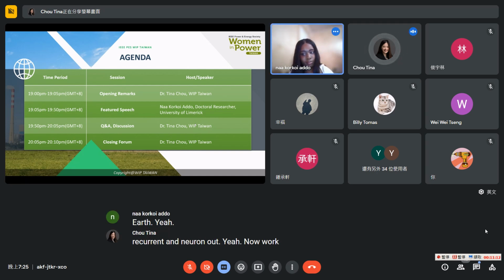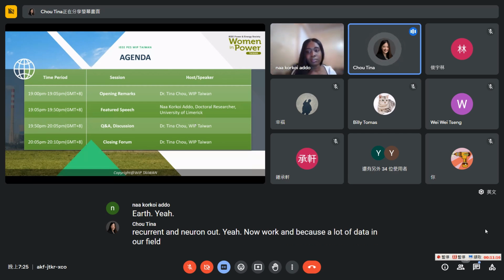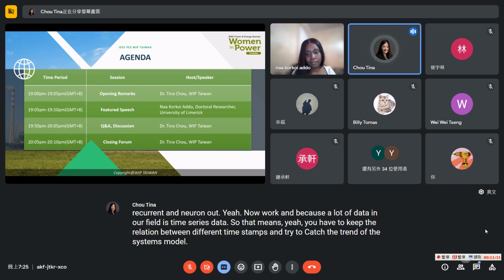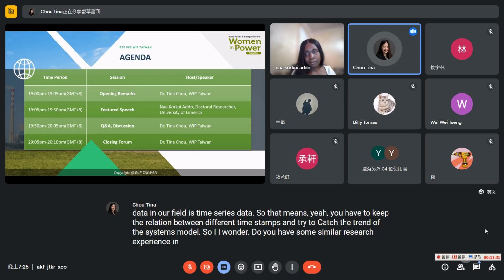Network. And because a lot of data in our field is time series data, that means you have to keep the relation between different timestamps and try to catch the trend of the system's model. So I wonder, do you have some similar research experience in this particular area?